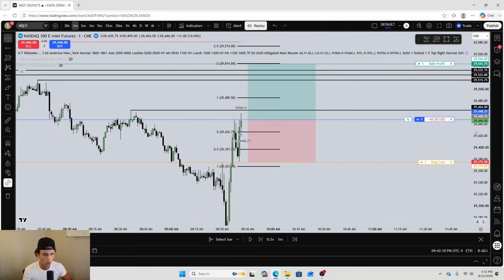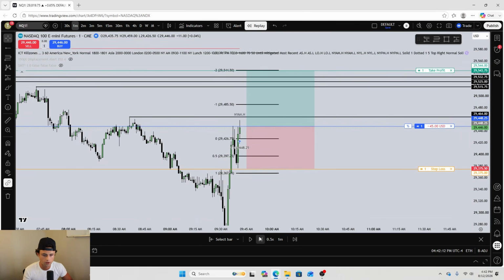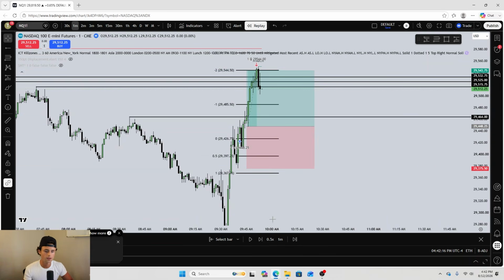So I'm going to put my take profit at this level 2 just to make it about, this is going to be a 1 to 1.25. So I'll let this play out. Okay, there we go. So that would be an example of a continuation. And now I'll show you an example of a reversal.